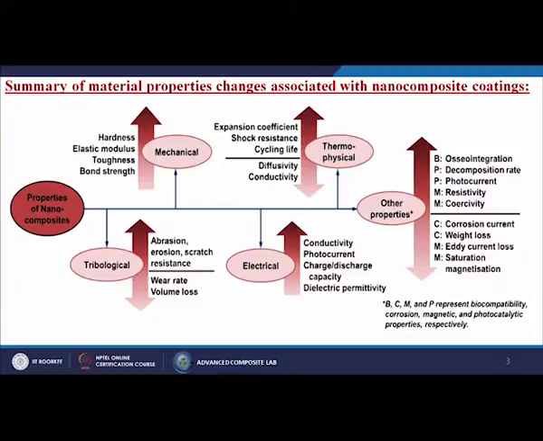So, by choosing the proper coating, we can enhance some particular properties of that material. Either we can enhance the properties, or we can decrease them, or maybe we need one property to be increased and another property to be decreased.